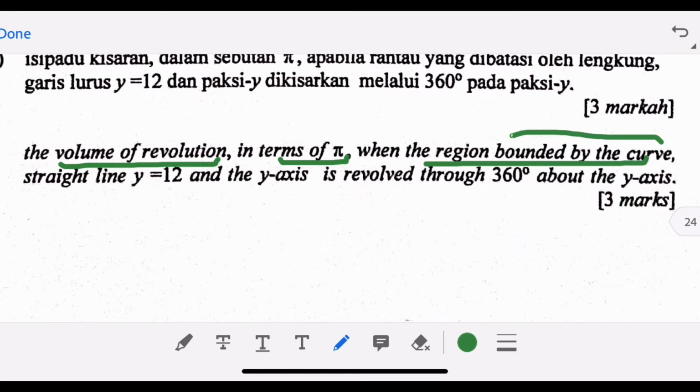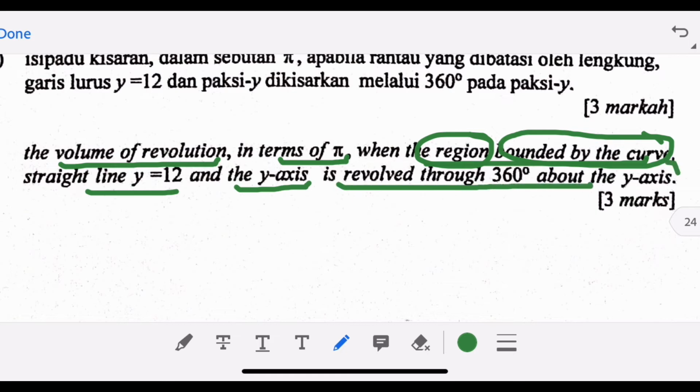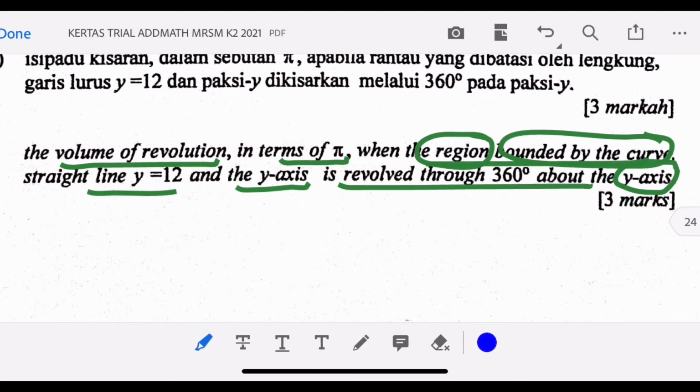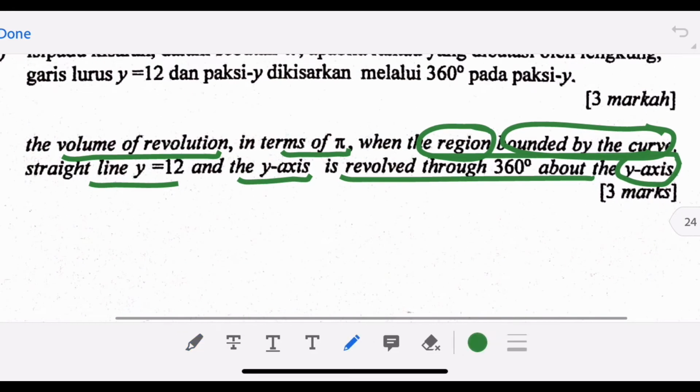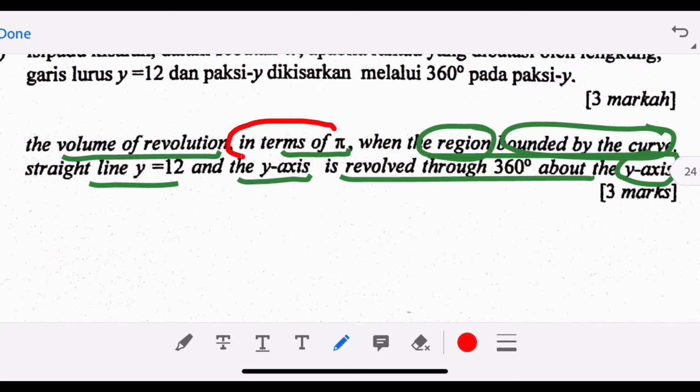Okay, let's highlight bounded by the curve. We need to find the region first before we can find the volume. Straight line y equal to 12 and the y-axis is revolved through 360 degrees about the y-axis. So in order to find the volume in terms of pi, we need to highlight the region, the area. The curve is the boundary, the straight line is another boundary or borderline, and the y-axis.